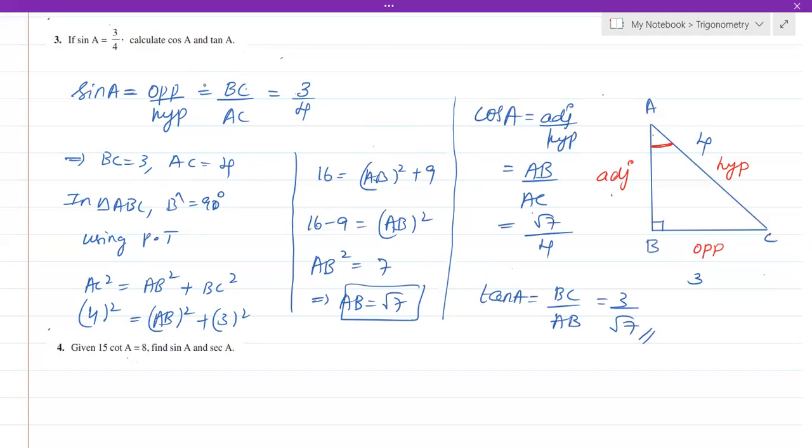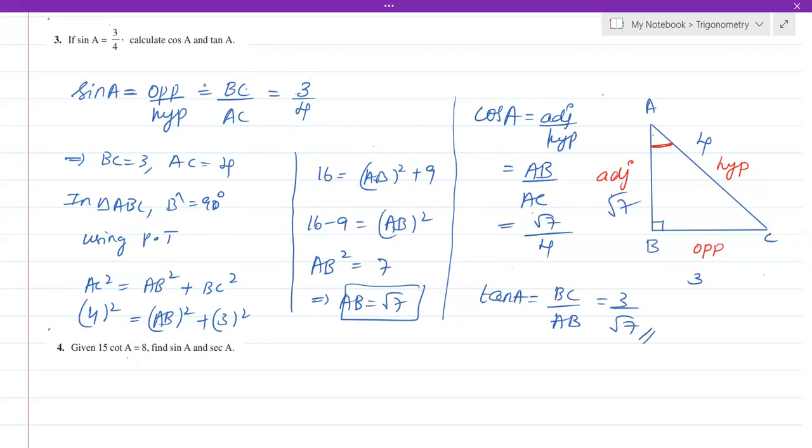So remember, they had given us the sine value, which is 3 by 4. And we know that sine is opposite by hypotenuse. From the figure, opposite is BC, hypotenuse is AC. From this, we got to know that BC is 3 and AC is 4. When we get two sides of a right angle triangle, we can find the third using the Pythagoras theorem. That's what we have done. Once we know all the three sides of the triangle, you can easily find any ratios that you wish for.